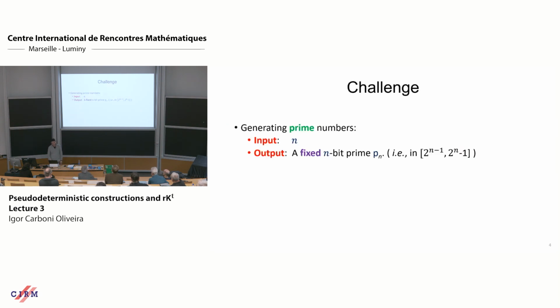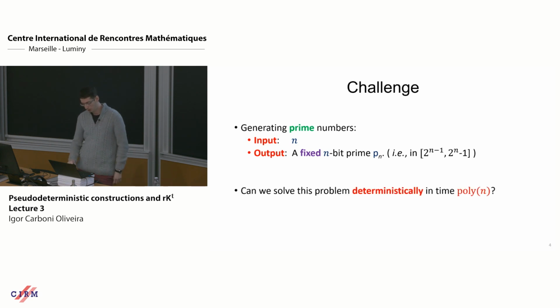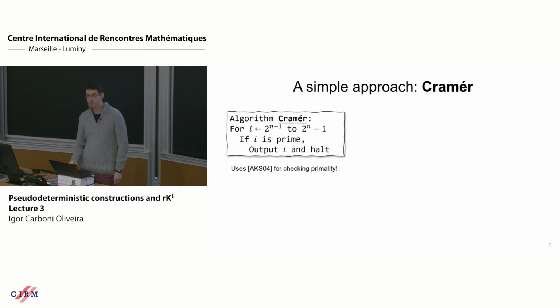Okay, so more formally, here's the challenge. You are given n, and your task is to construct a fixed n-bit prime. And we would like to solve this problem deterministically in polynomial time. So this would be the ideal result. Let me tell you now about a few different approaches one can try to solve this problem.